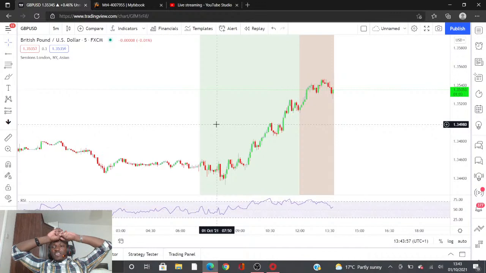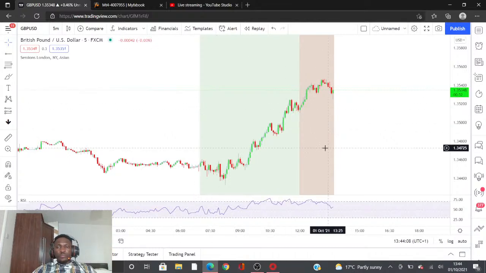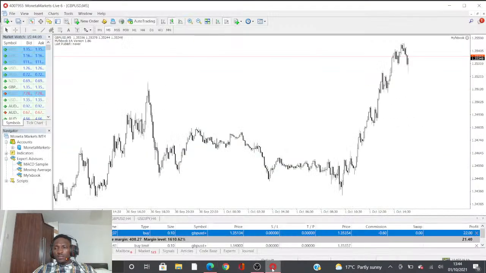Okay, this market gives me one more. If it gives me one more high, I'm done for today. If it doesn't, this is going to be, what is it now? 21 pips.